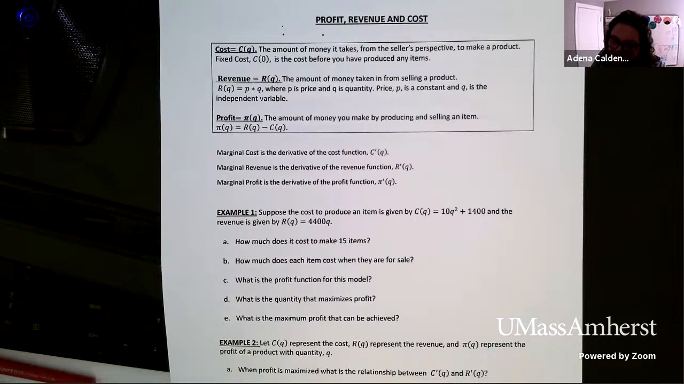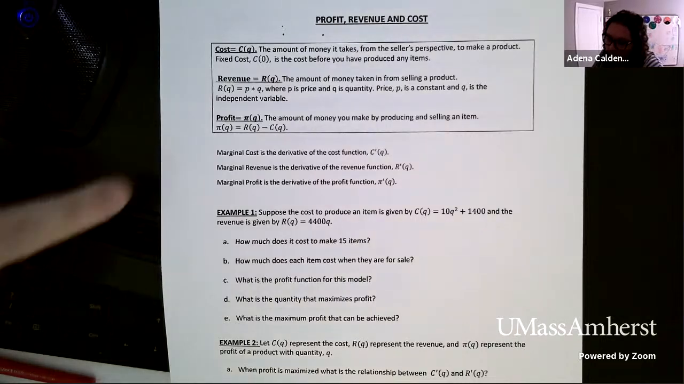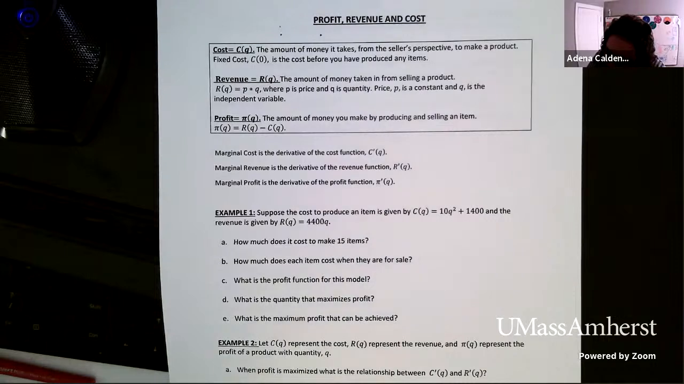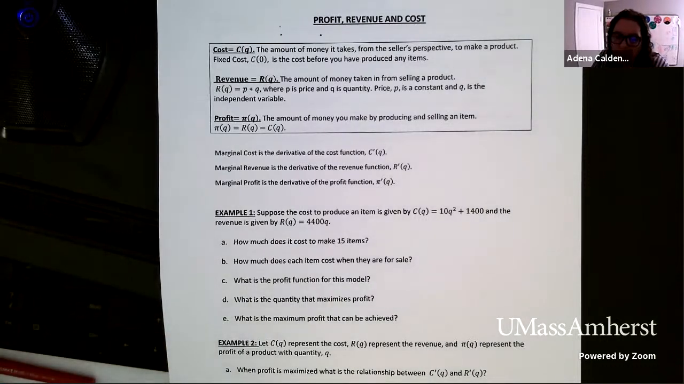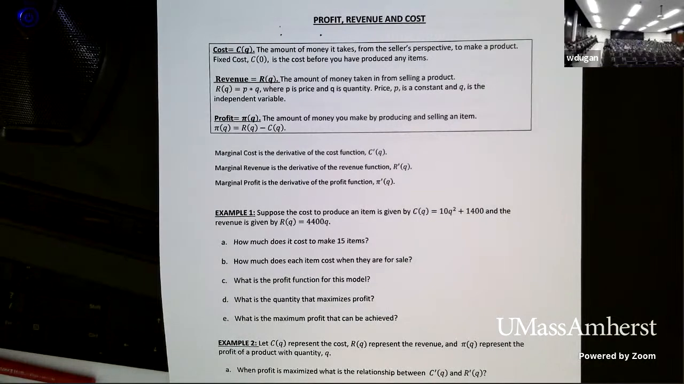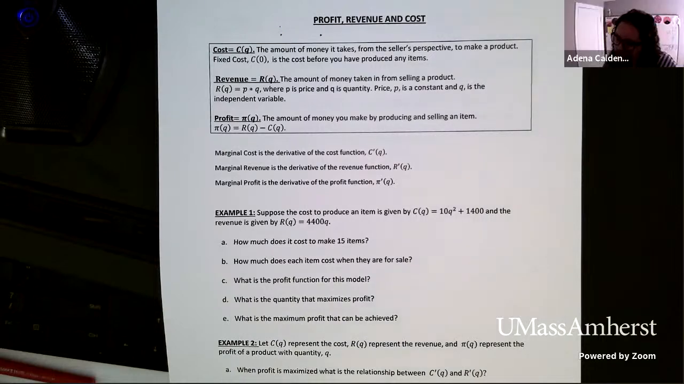C, what is the profit function for this model? So you're setting up the profit function based on the original definition. And then D, this is where our local max-min stuff comes in. What is the quantity that maximizes profit? So we're thinking critical points, testing the critical points to see what's a maximum. And then part E says, what is the maximum profit that can be achieved? I want you to think really carefully about the difference between these two questions and what we're actually looking for. Okay, so I'm going to give you about 3 minutes to try to work these out, see what you can come up with, and then we'll go through it together.